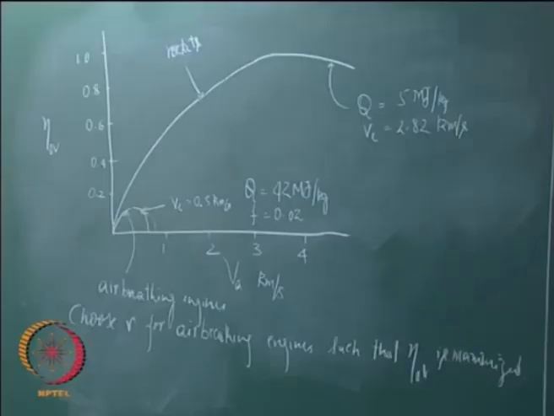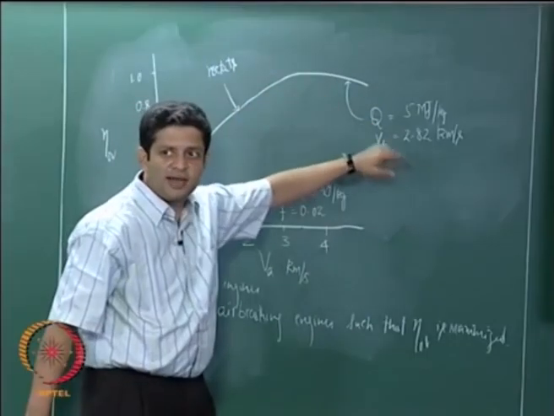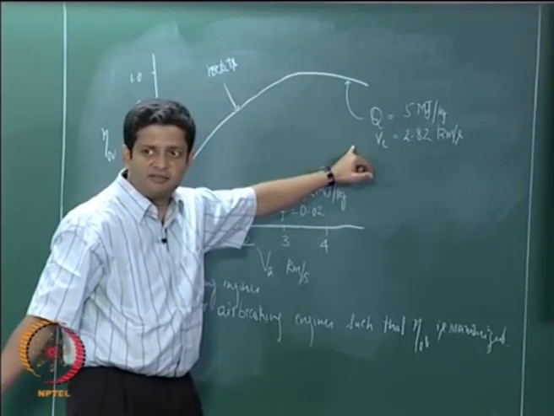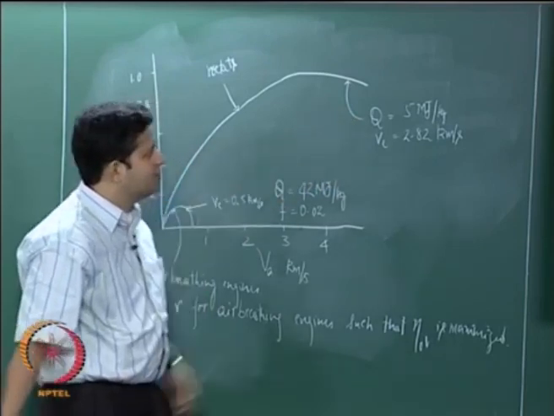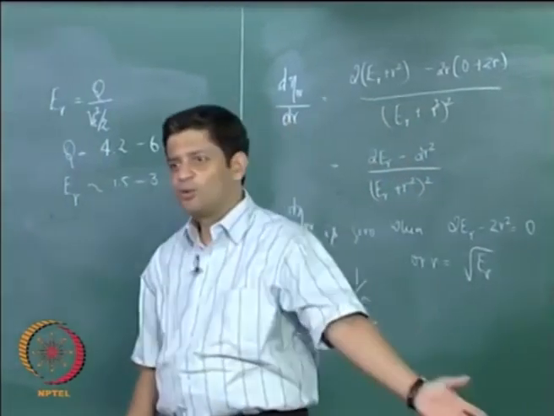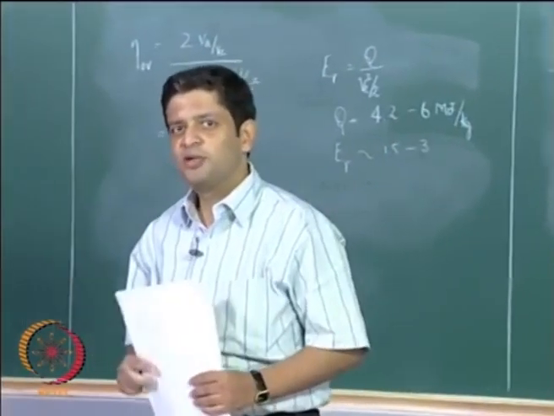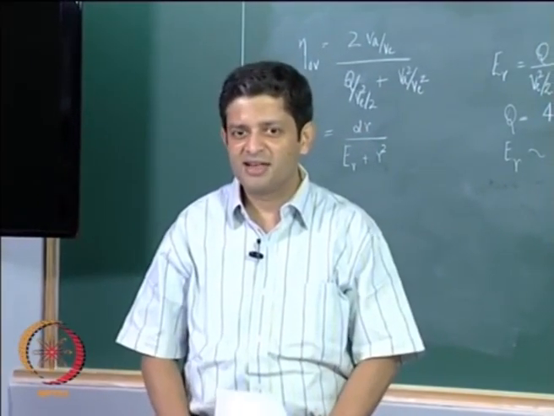So if you take a look at this graph, it seems that the overall efficiency of rockets is way better than that of air breathing engines. Notice that VE is 2.82 kilometers per second and the maxima occurs somewhere here, which is what I had said earlier, R is greater than 1 for maximum value, it goes as under root ER. Okay. So, why not use rocket engines everywhere? After all, overall efficiencies are very high, so we should be using rocket engines instead of air breathing engines everywhere. Is that a valid statement?